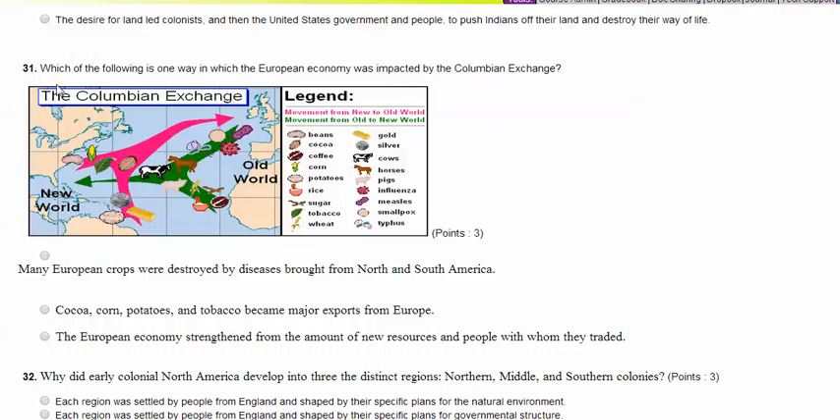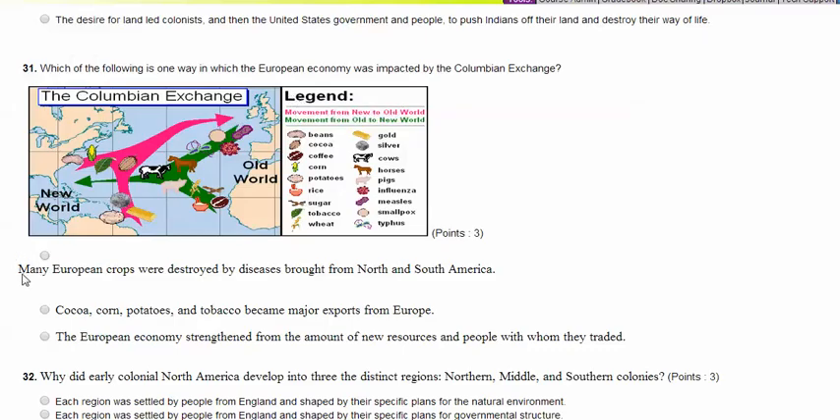Question 31 says, which of the following is one way in which the European economy was impacted by the Columbian Exchange? You do have a chart here that gives you a visualization of what the Columbian Exchange involved and what was exchanged between New World and Old World. There's also a legend that tells you what the items on the map are over here to the right.